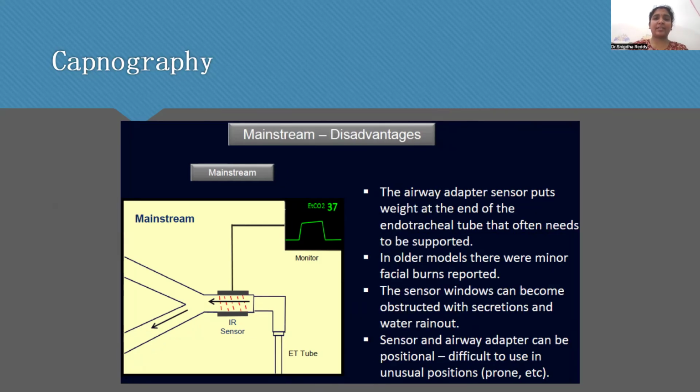But there are a few disadvantages which we should consider. Because of its weight at the end of the endotracheal tube, it always needs to be supported, because it might lead to accidental disconnection. In older models, minor facial burns were also reported, because it is closer to the patient. The sensor windows can become obstructed with secretions and water rainout. Sensor and airway adapter can be positional. As it is positional, it's difficult to use in unusual positions like prone or lateral positions.